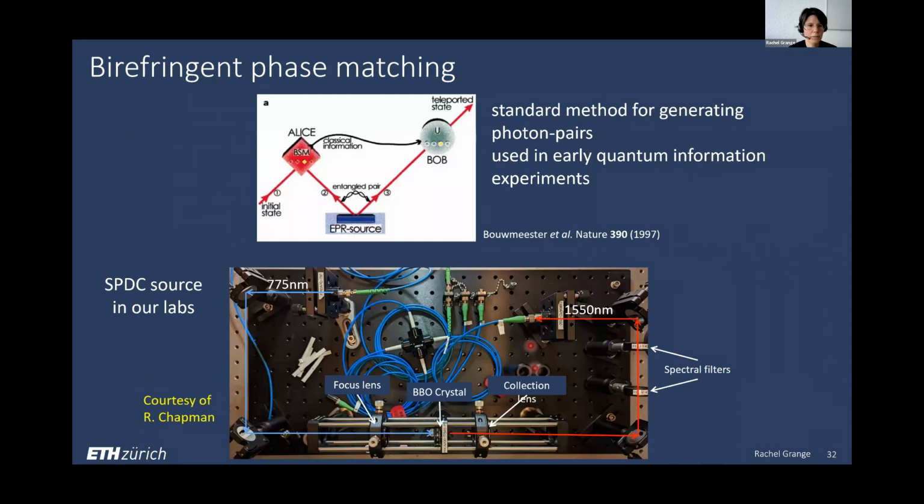And this is what is done when you want to have bulk sources. This is really a standard method. It has been used for decades now to make SPDC sources for the labs. And here is just a picture of that kind of source in the lab. And here you see the BBO crystal that we can tilt. But that's not what we want, right?